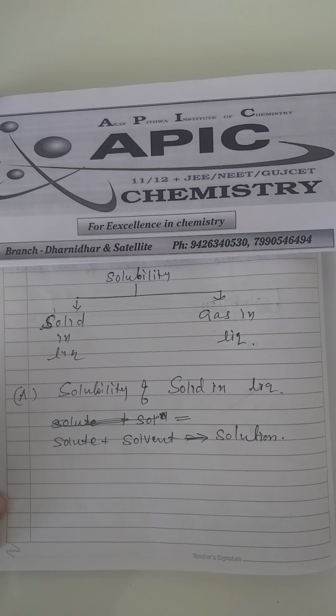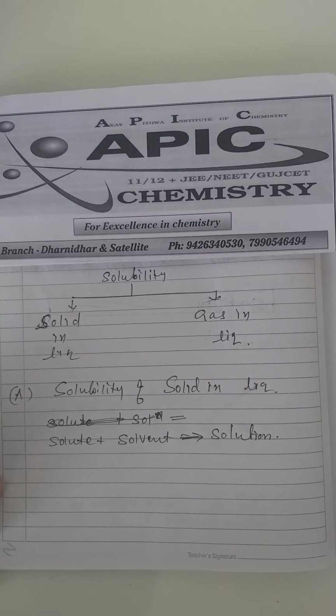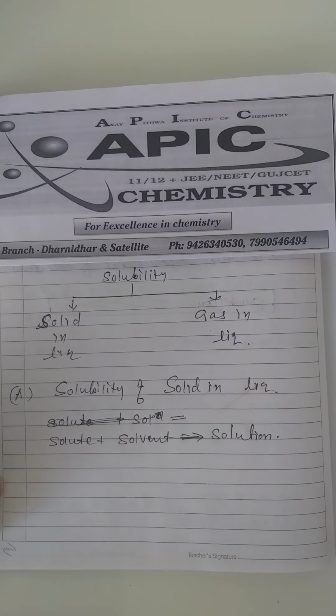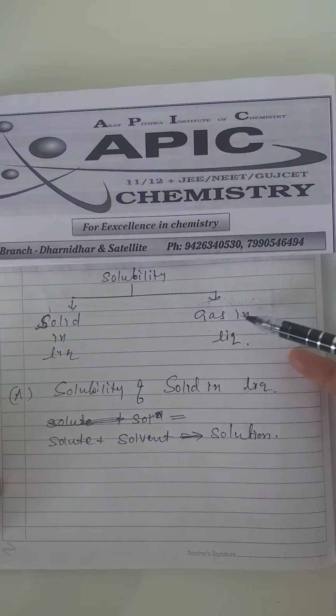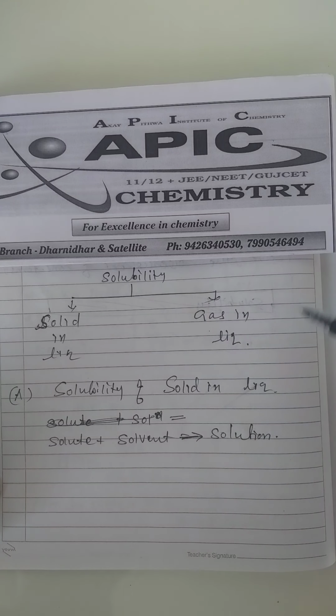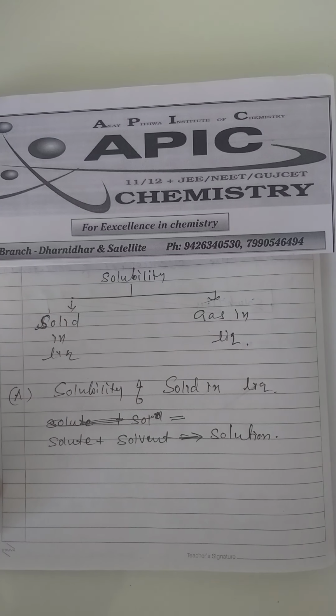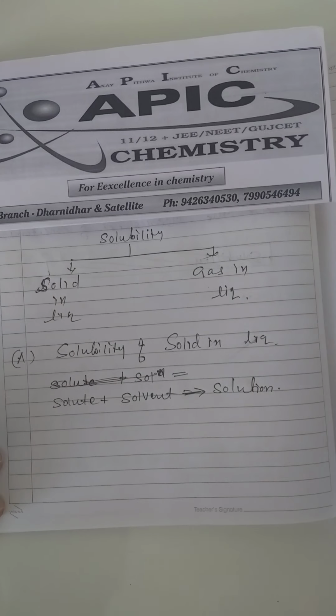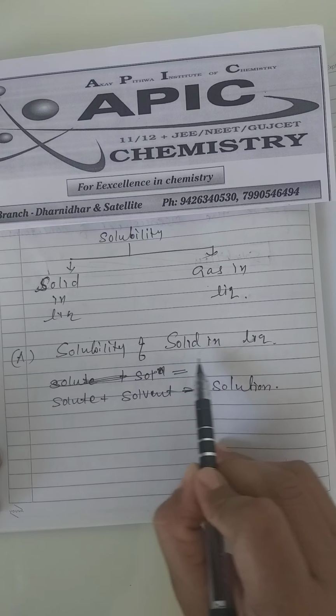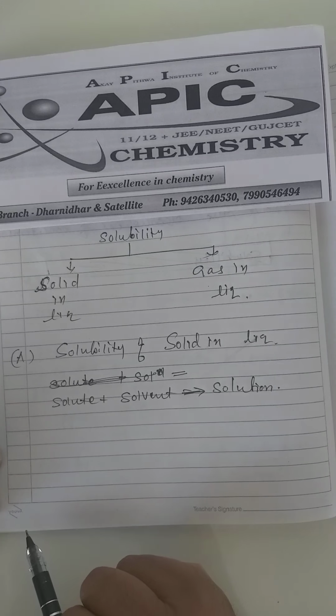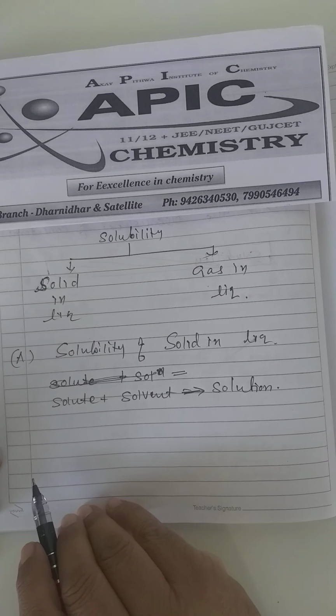Now let's come to the new topic, that is solubility. We have many types of solubility: solid in solid, solid in liquid, liquid in solid, according to the table that we discussed in the first video. But in this chapter we mainly want to discuss solid in liquid and gas in liquid. Let's jump to the first part, solubility of solid in liquid.